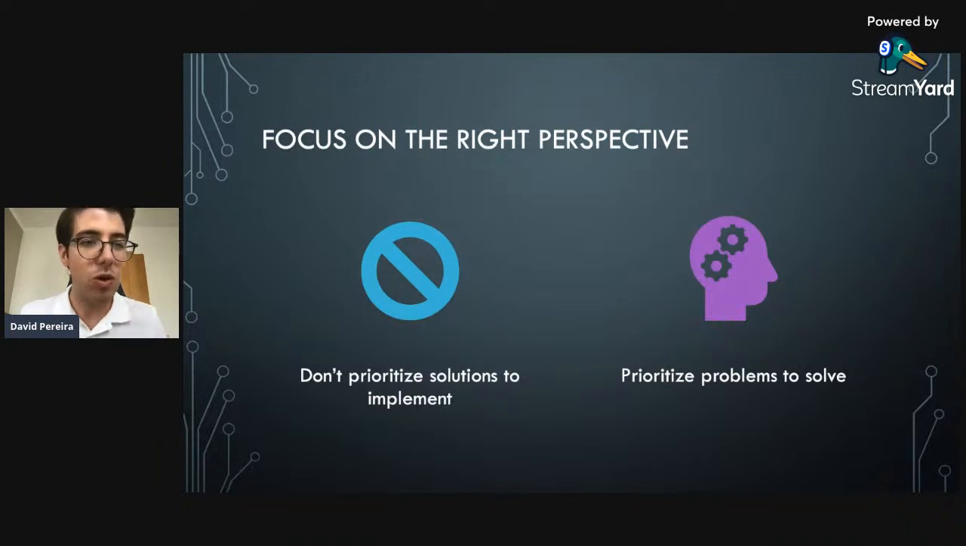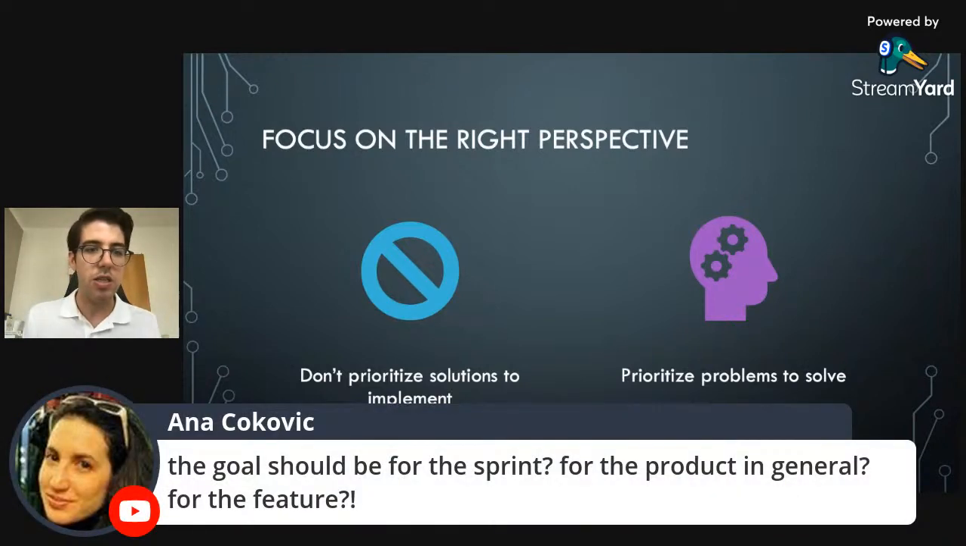So let's have a look here if we have some questions. I am looking and I see some comments. I would try to get some questions. Yeah, there's one here about the goal. I will just get this. The goal should be for the sprint, for the product in general, for the feature.